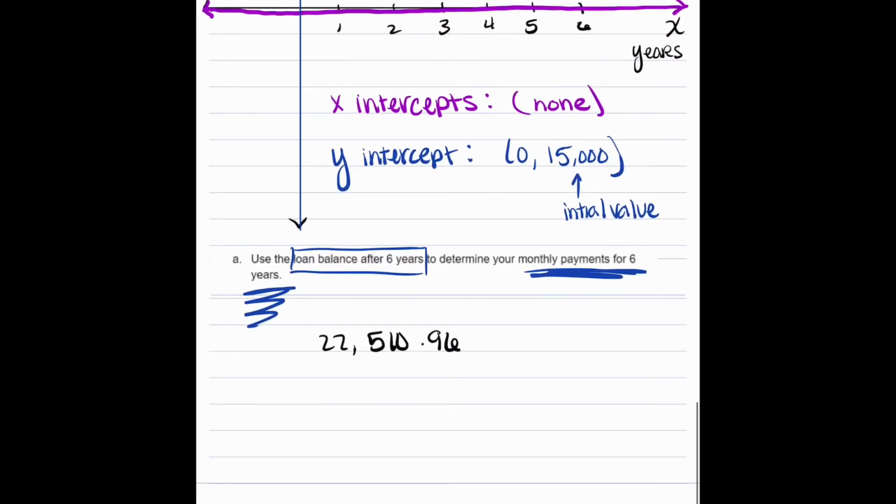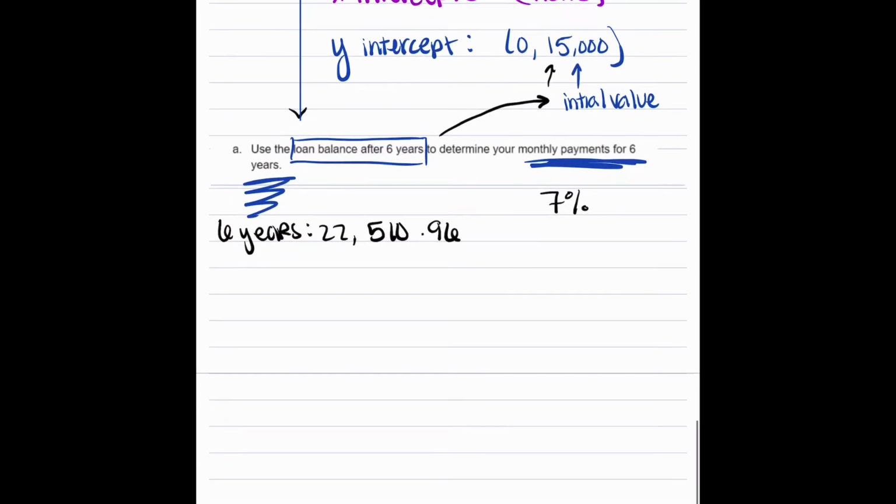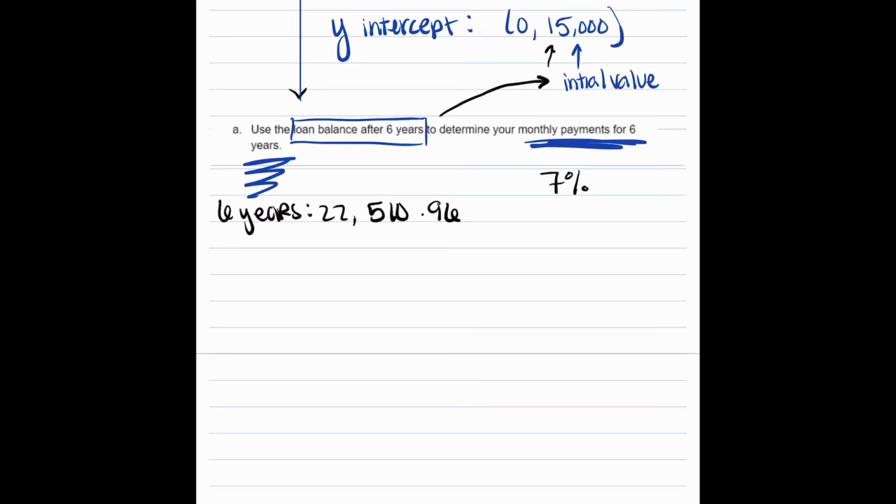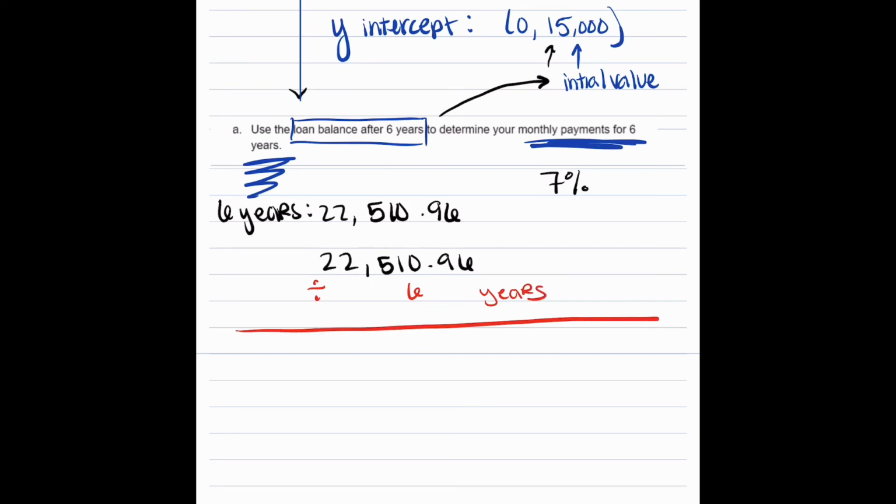So remember, our loan, little recap, sorry. Our loan was originally $15,000. We were charged, I believe it was 7% interest. So after 6 years, this loan is going to be $22,510 after 6 years. So we can determine our monthly payments for 6 years. So what I want to do is I want to just say, okay, just take this 22,510 and you're going to go ahead and divide it by 6 because that represents the 6 years. So when you take that number and you divide it, let's see what we get.